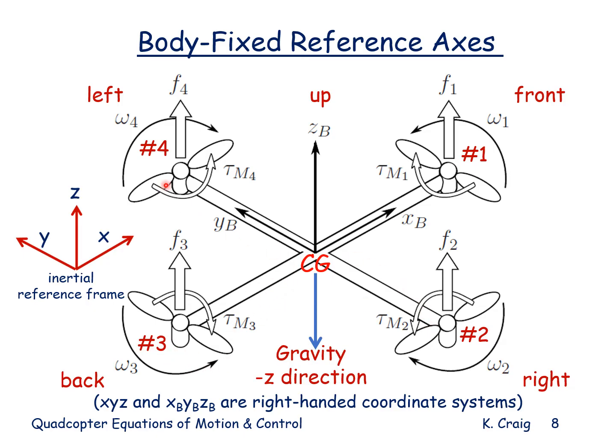Motors 2 and 4 are aligned along the body-fixed y-axis. Motor 2 indicates the right direction. Motor 4 indicates the left direction. These two motors rotate in a clockwise direction. Both motor 2 and motor 4 rotate in the clockwise direction, while motors 1 and 3 rotate in the counterclockwise direction.